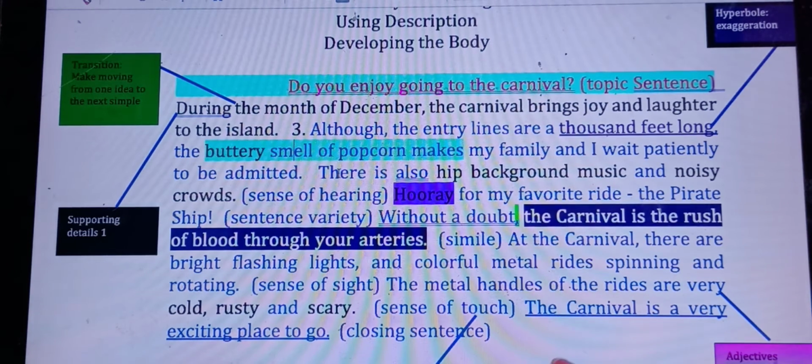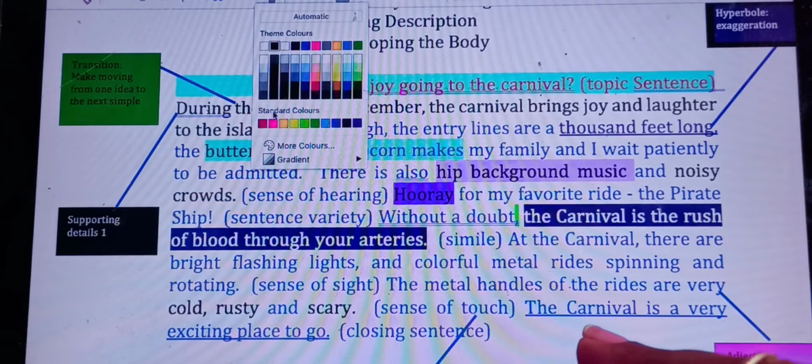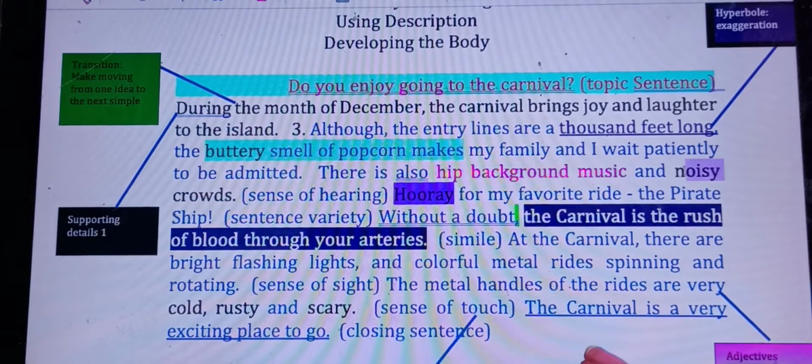He continues, there is also hip background music. So he's using adjectives here to make the paragraph interesting. So we have adjectives being used, noisy crowds. He is also reminding us, so the line is long, there is music, there is noise coming from the crowds. So he's appealing to our sense of hearing. He appealed to our sense of sight, our sense of smell, then he appeals to our sense of hearing.